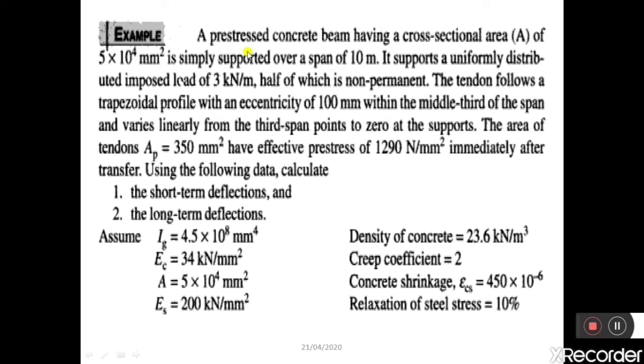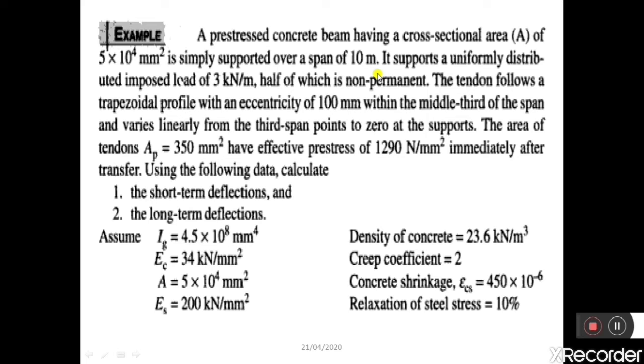So what is given in the question? A rectangular beam with an area of 5 into 10 to the power of 4 mm square is having a span of 10 meter. It is a simply supported beam with a span of 10 meter and it is supporting a UDL of 3 kilonewton per meter. So this UDL is a live load. So the intensity of live load acting on the beam is 3 kilonewton per meter.